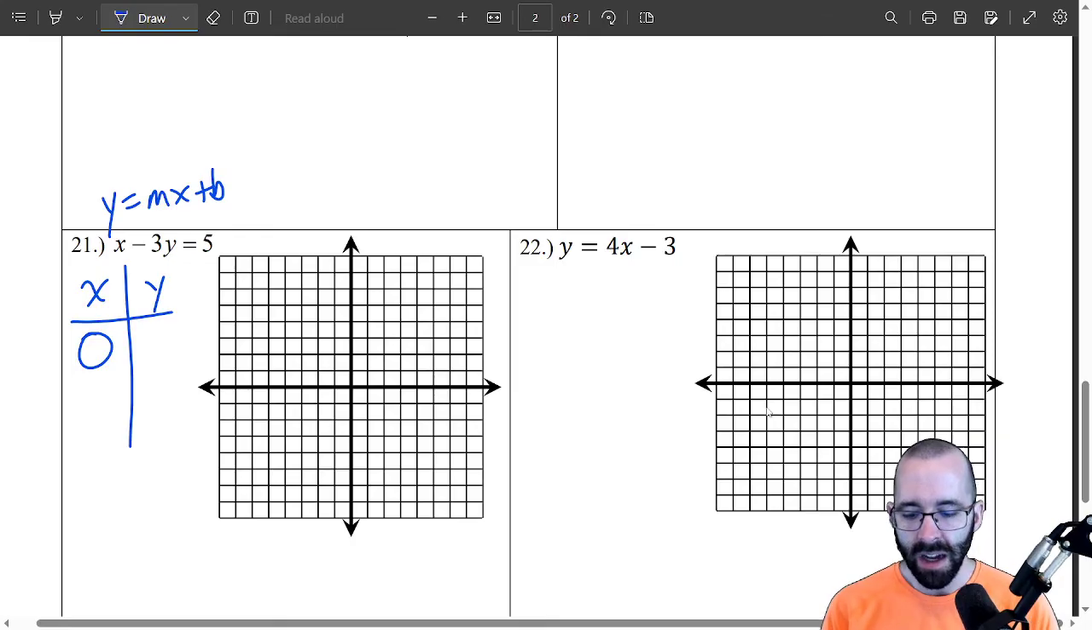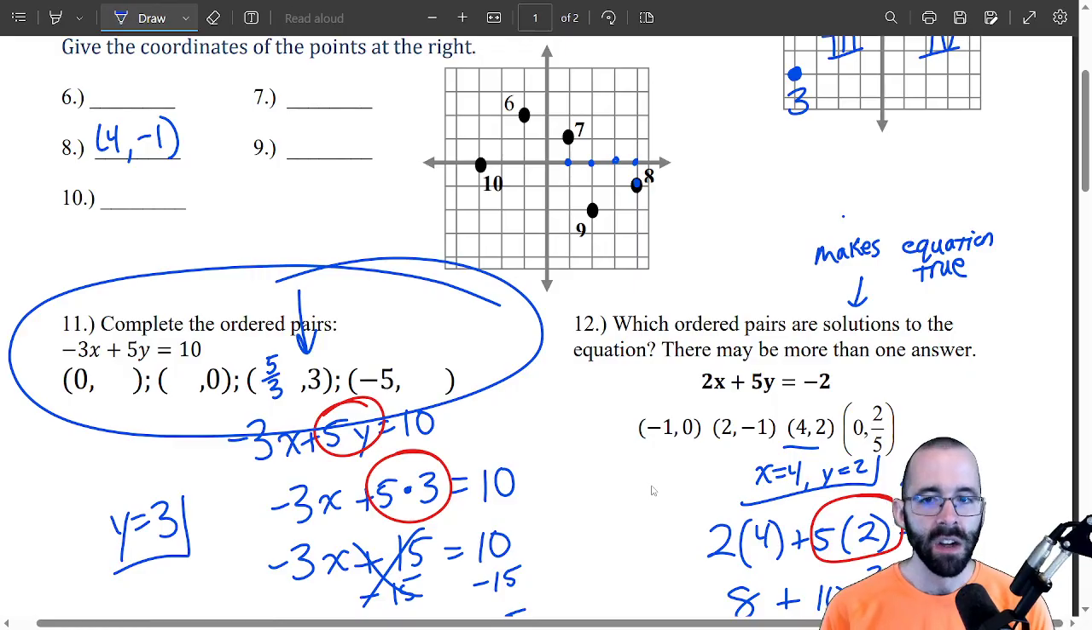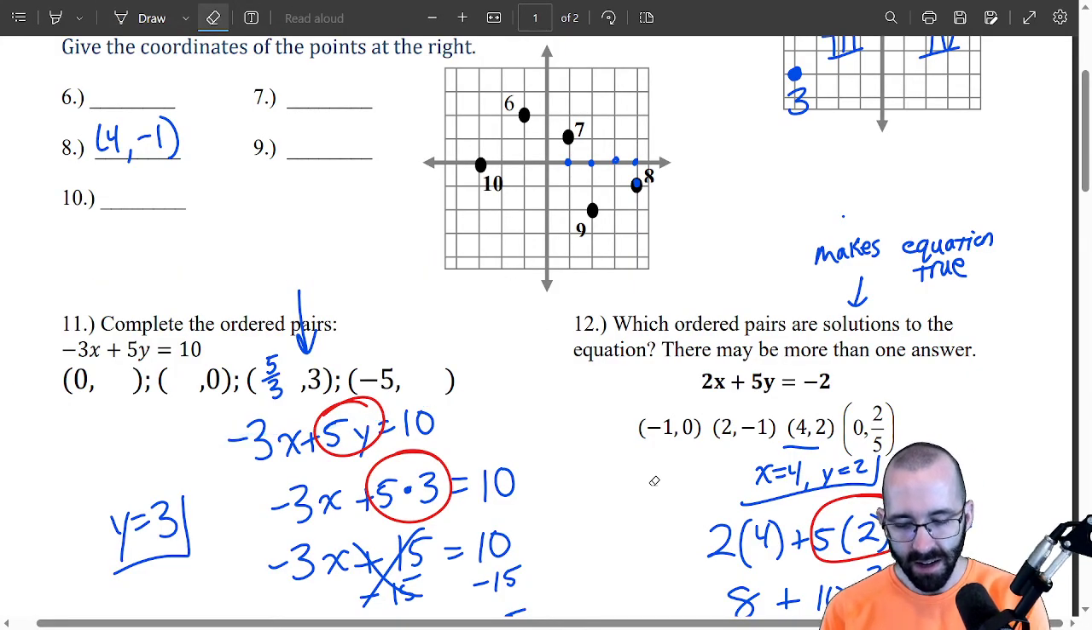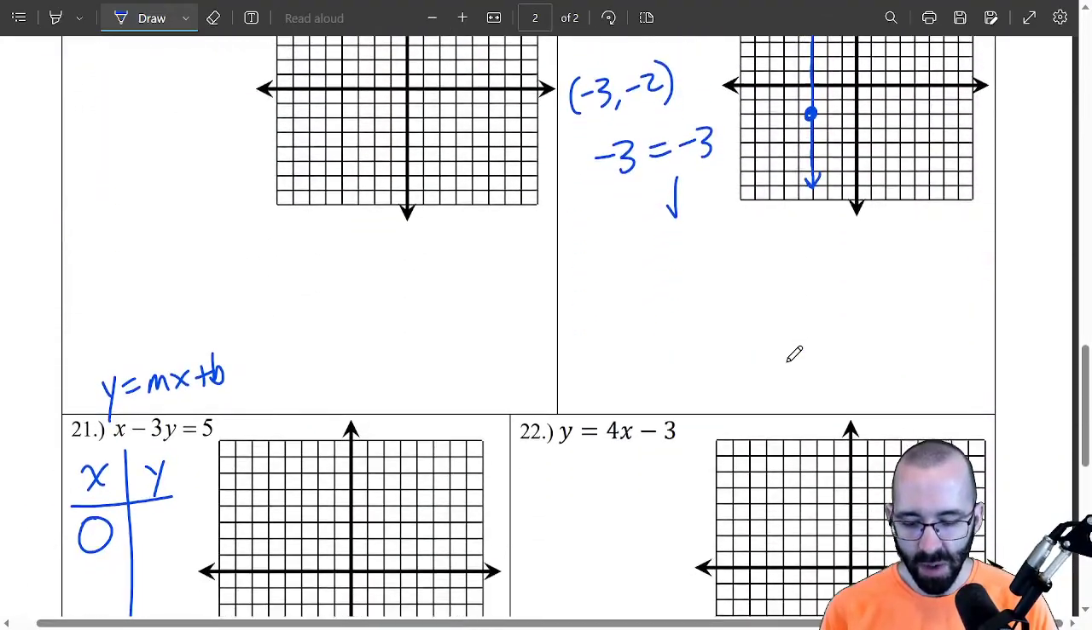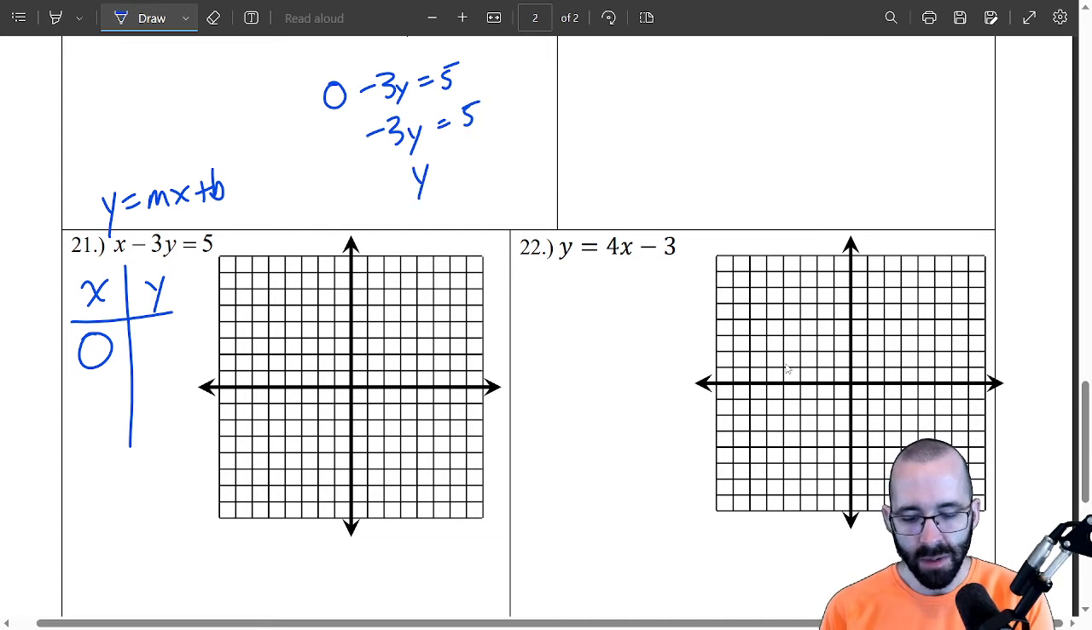If x is 0, what does y have to be? That's exactly what we did over here. So multiple ways of doing this problem. Well, if x is 0, what does y have to be? Well, we get 0 minus 3y equals 5. Negative 3y equals 5. Divide both sides by -3. You should get y as -5/3. That's about -1 2/3, if we're graphing it. So x is 0, y is -1 2/3. About here.